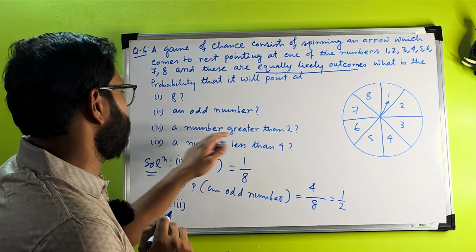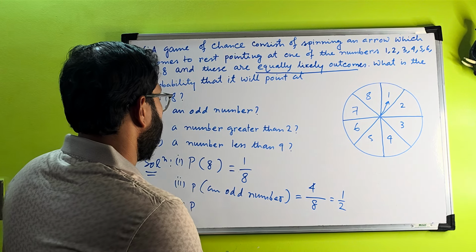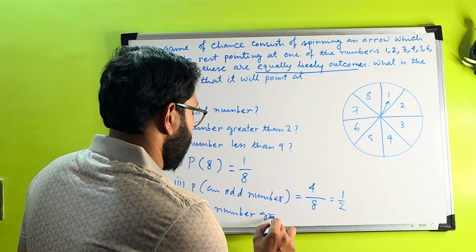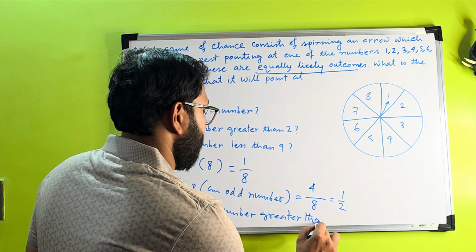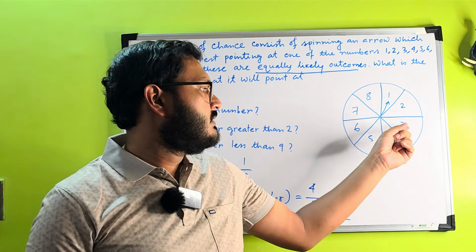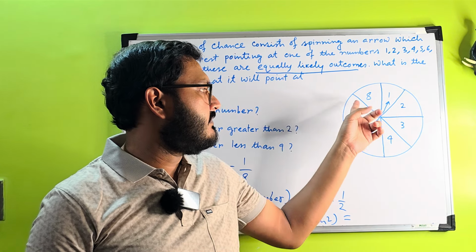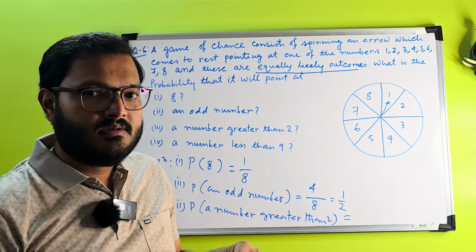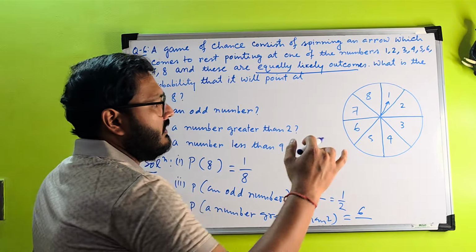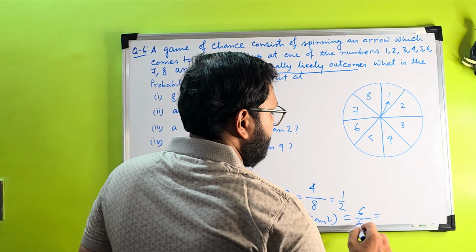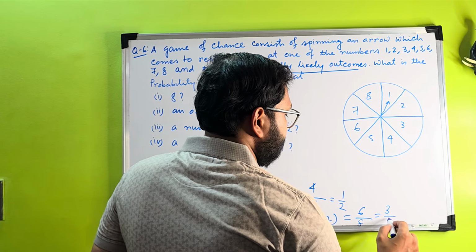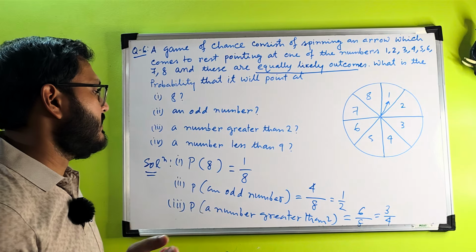You got it. Next, this one. Probability of a number greater than 2. How many numbers are there greater than 2? 3, 4, 5, 6, 7, 8. So total 6. So 6 numbers are more than 2, and total there were 8. So make it list form. So 3 by 4 is the answer.